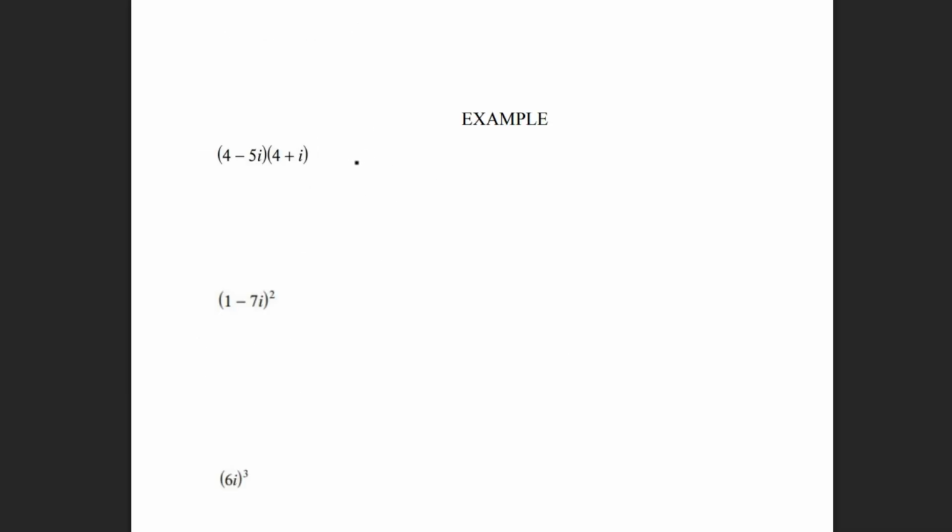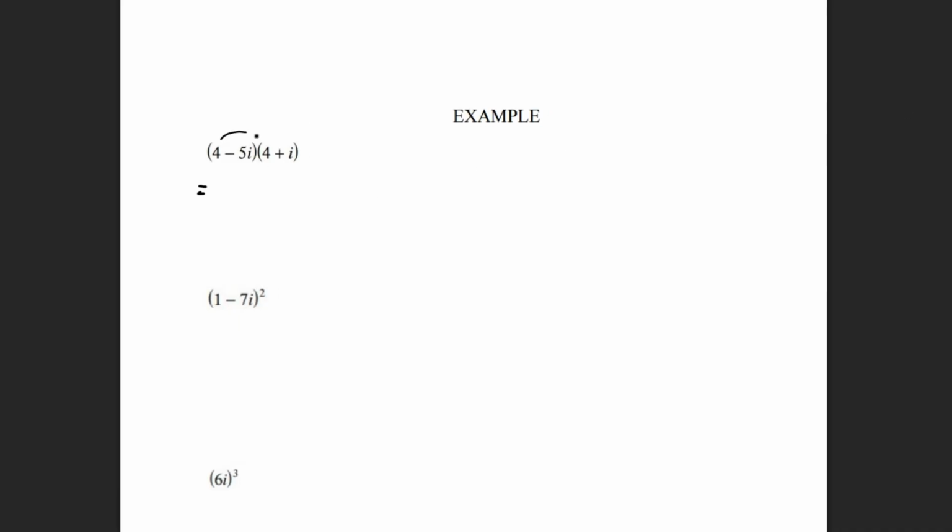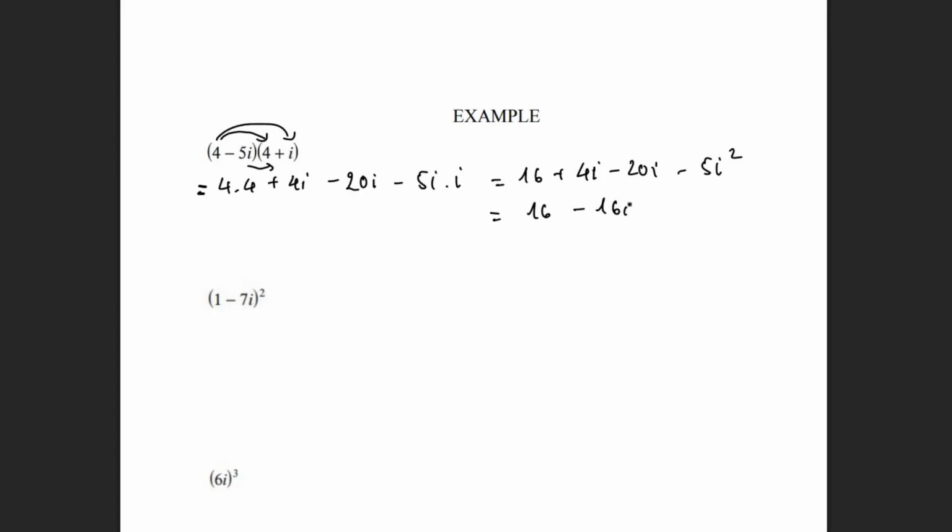Okay, so we will go through some examples. Okay, so we will simplify this expression. So how to do that? We will distribute it. So it's going to be 4 times 4 plus 4i, right? And distributing here we will have minus 20i, and distributing again we will have minus 5i times i. So it's going to be 16 plus 4i minus 20i minus 5i squared. So we will have 16 minus 16i.